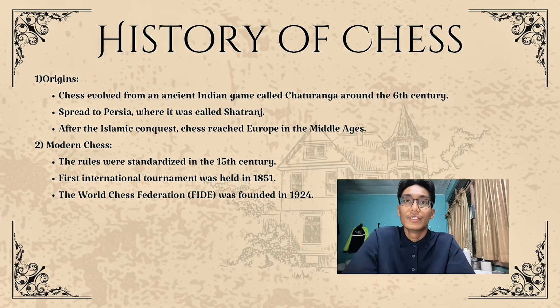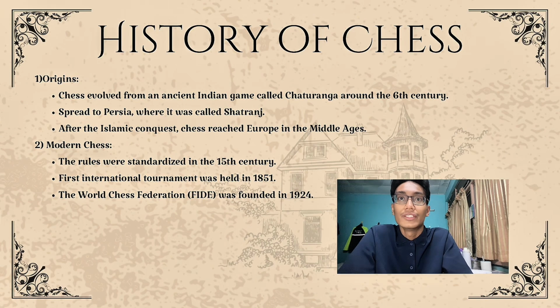Okay, so next is the history of chess. First, its origins. Chess evolved from an ancient Indian game called Chaturanga around the 6th century. It spread to Persia, where it was called Shatranj. Next, after the Islamic conquest, chess reached Europe in the Middle Ages.